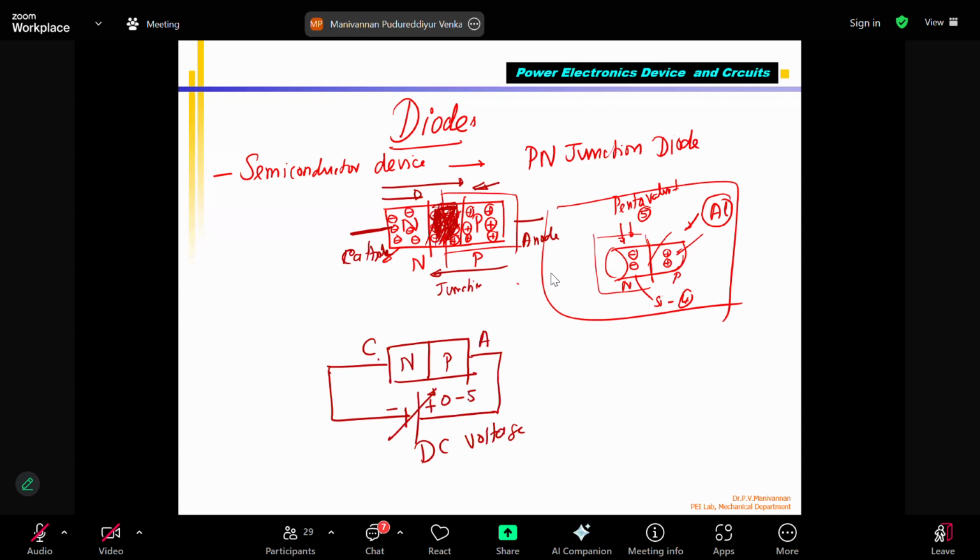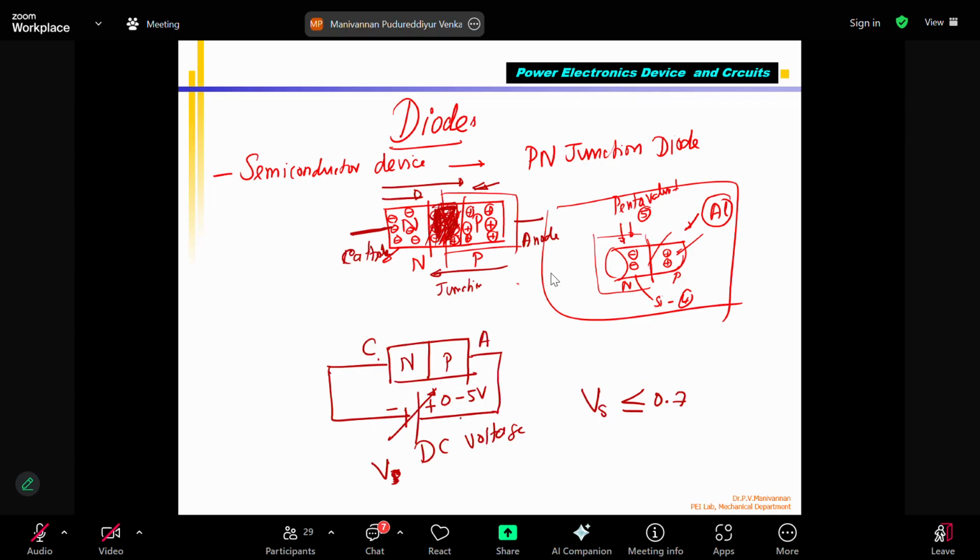say 0 to 5 volts. Now, this is called VDC. I can say V supply. When V supply is smaller than or equal to 0.7, the diode will not conduct. That means electrons will not flow.